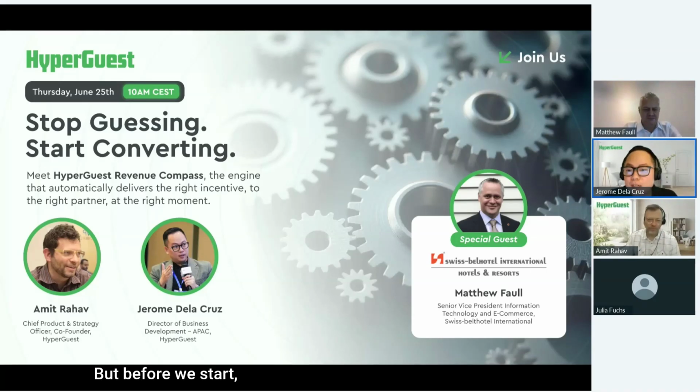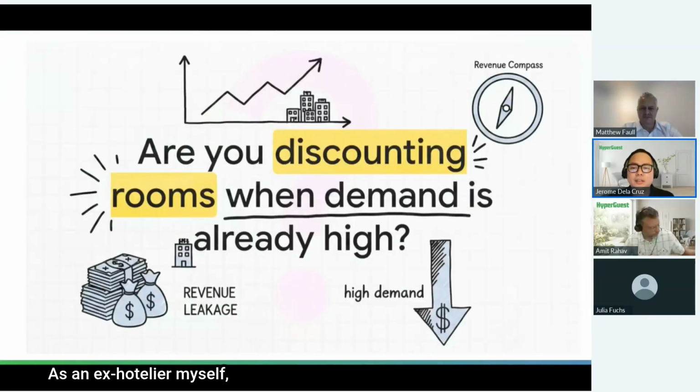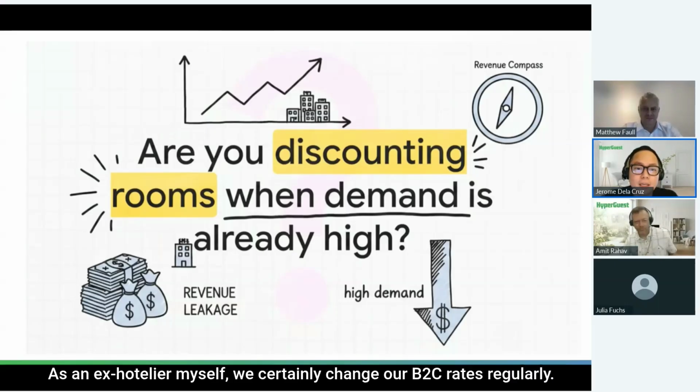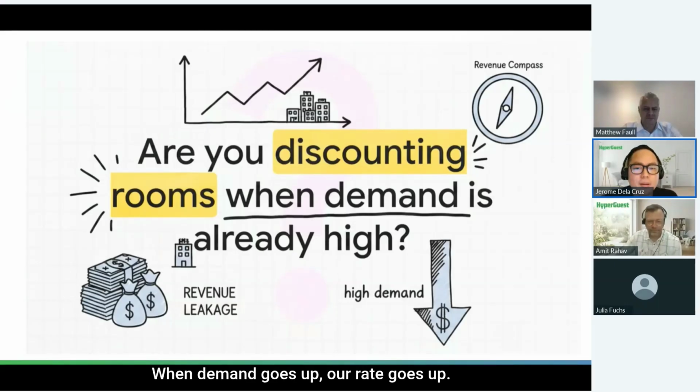But before we start, I want you to think about something. As an ex-hotelier myself, we certainly change our B2C rates regularly. When demand goes up, our rate goes up. When demand goes down, we adjust. That's just how revenue management works today.